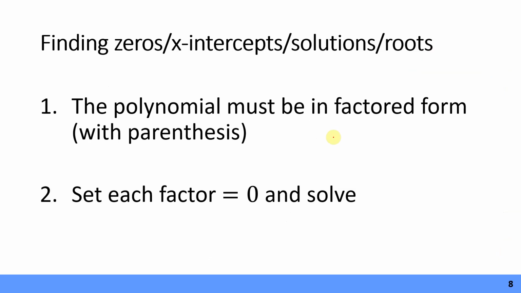Now, once you determine the end behavior, we can also find the zeros or the x-intercepts or the solutions or the roots. Like I said, all of those things mean the same thing. Don't let it overwhelm you. In order to find the zeros, let's just stick to that. In order to find the zeros of a polynomial, there's two steps. The first thing you have to know is that the polynomial has to be in factored form, meaning it has to have parentheses. Once it's in factored form, you're going to set each factor or each parentheses equal to 0 and solve. So let's go ahead and try one of those problems.